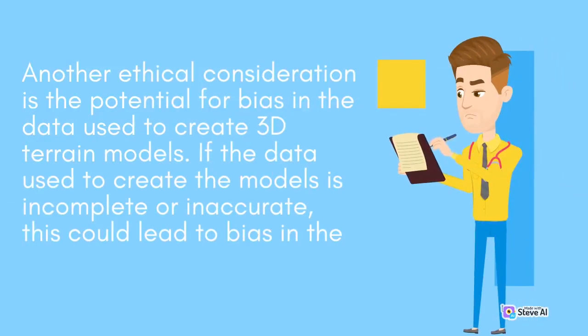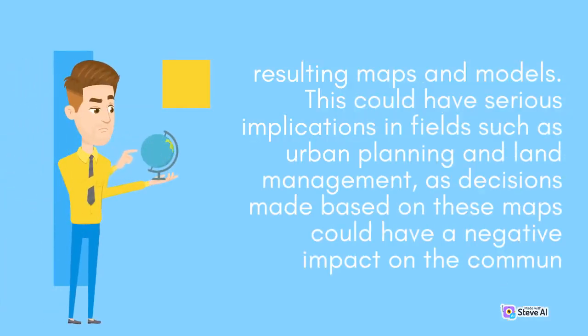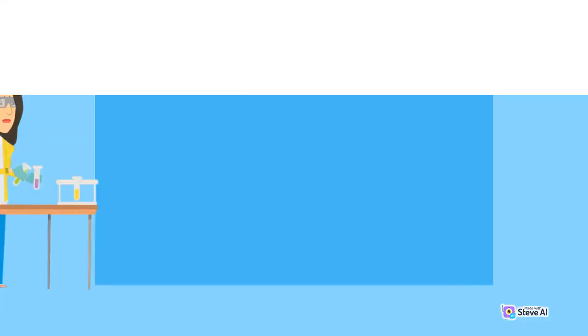Another ethical consideration is the potential for bias in the data used to create 3D terrain models. If the data used to create the models is incomplete or inaccurate, this could lead to bias in the resulting maps and models. This could have serious implications in fields such as urban planning and land management, as decisions made based on these maps could have a negative impact on the communities and entities affected.